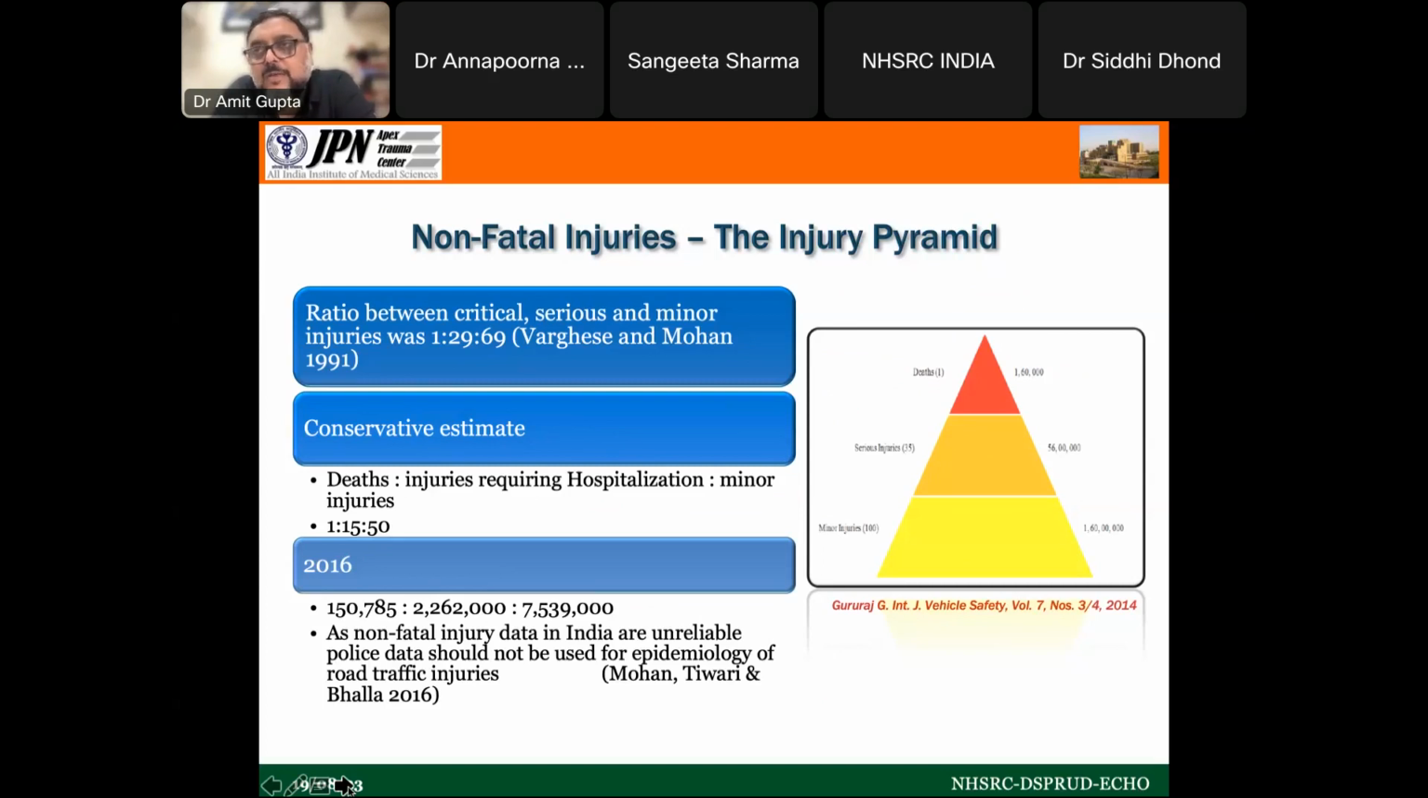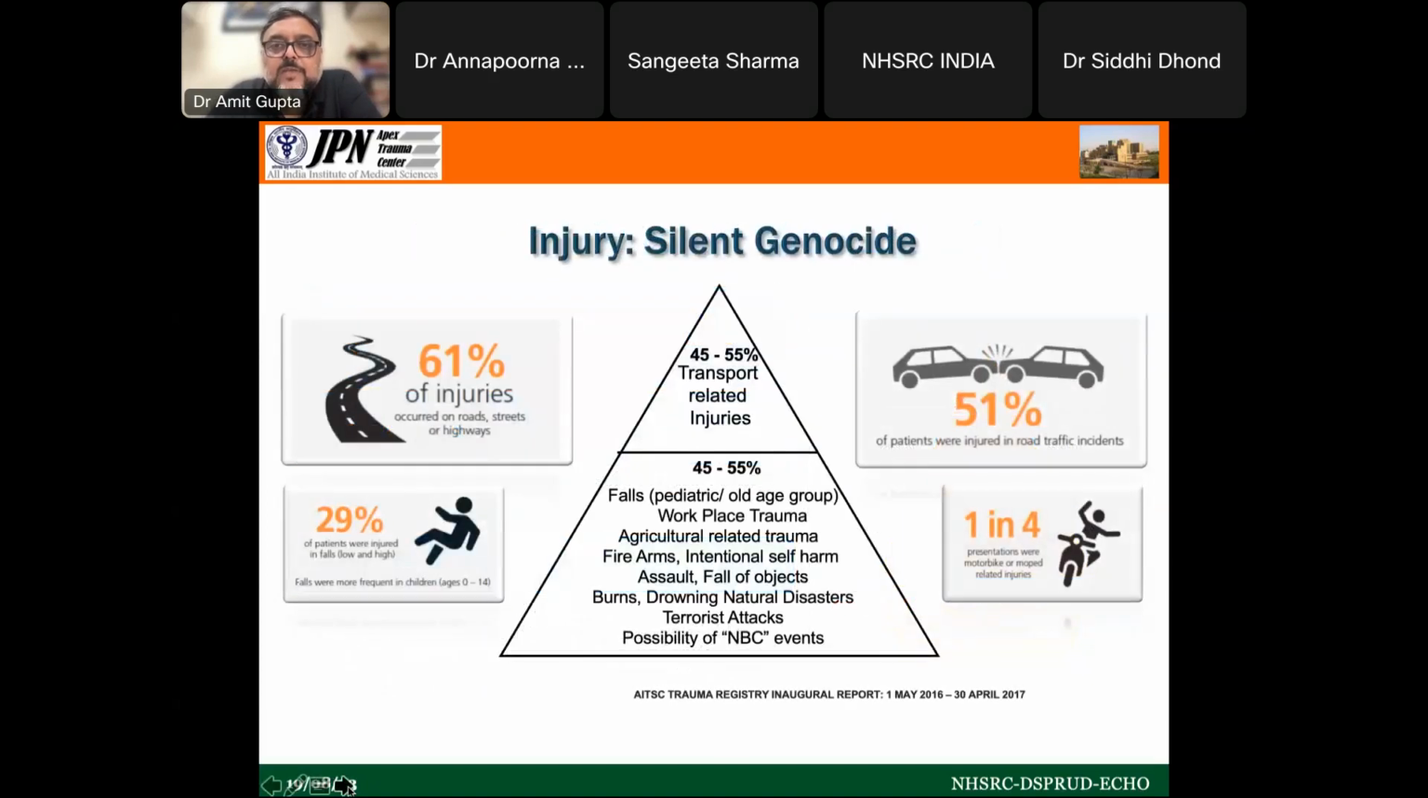And you can imagine a person who is a daily wage worker, even having a small fracture of his hand and not working for the next month or so, what will happen to his family? So there's a tremendous economic burden attached to injuries, and therefore we as doctors should do our best to actually save the lives and limbs which are lost.